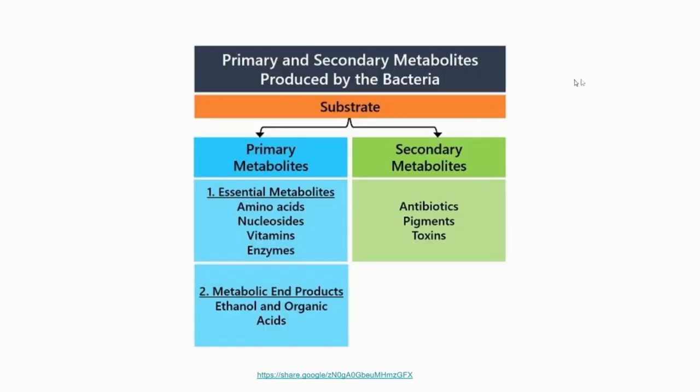So basically, if we take the example of a bacteria, there are two types of metabolites. One is primary metabolites and then secondary metabolites. Primary metabolites are essential metabolites like amino acids, nucleotides, vitamins, enzymes, and all that. And then there are metabolic end products, that is ethanol and organic acids. One of the characteristics found in bacteria and plants is the production of secondary metabolites. There we can see antibiotics, pigments, and toxins that we can commercialize and use as products.